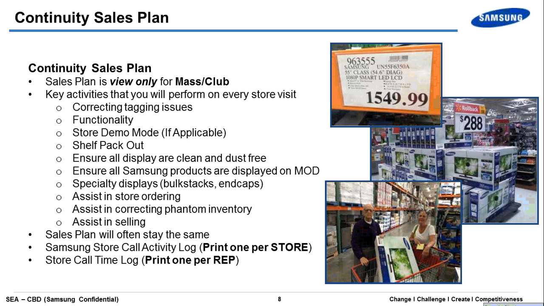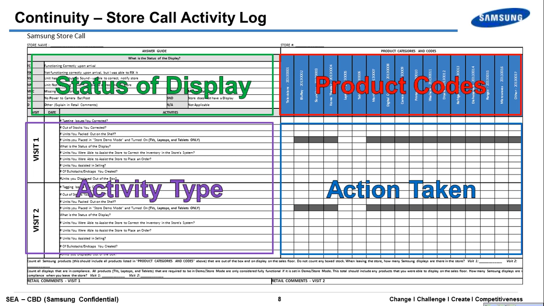Now, like I said, this sales plan does stay the same, and your new hire kit will come with a tear pad of store call activity logs and time logs, so you won't have to print them out. But until you get that tear pad, you will need to print those out. The two attachments we're going to go over are the store call activity log and the store call time log. Here is a copy of the store call activity log.